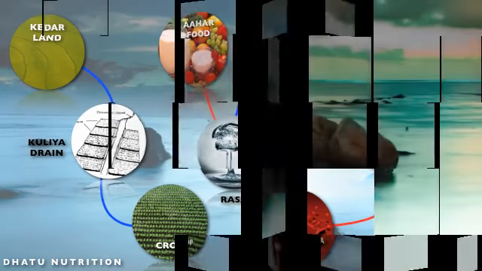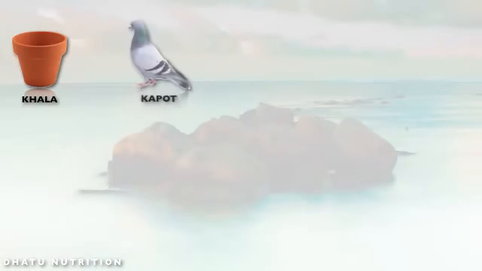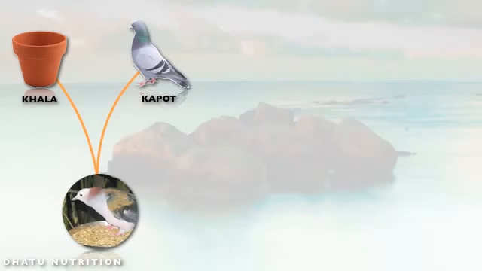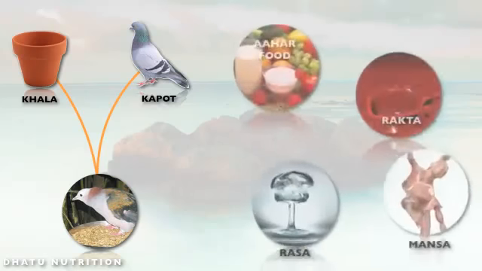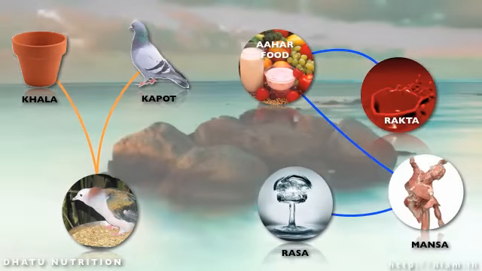Khala Kapot Nyaya. The word Khala means pot and Kapota means pigeon, the bird. As the bird has to come to the pot of grain for its nourishment, likewise all the dhatus are directly nourished by Ahar Rasa without considering the sequence of nutrition. For example, if a certain area is lacking sodium, the sodium in the circulatory fluid will go directly to it.